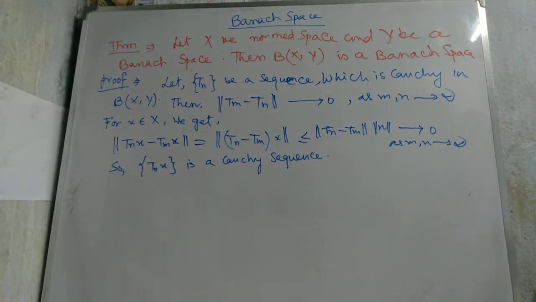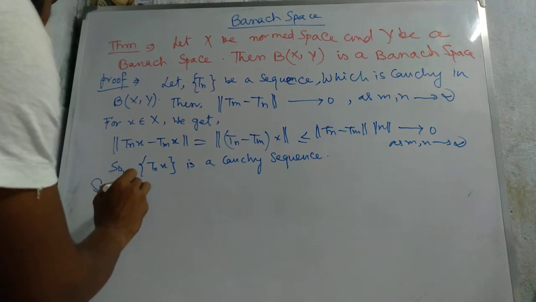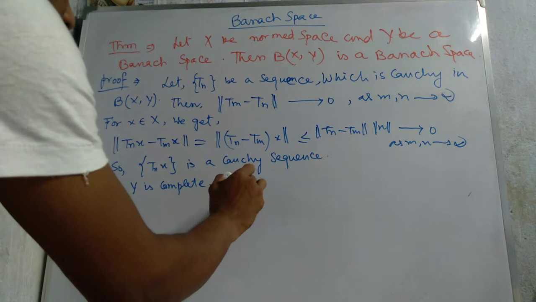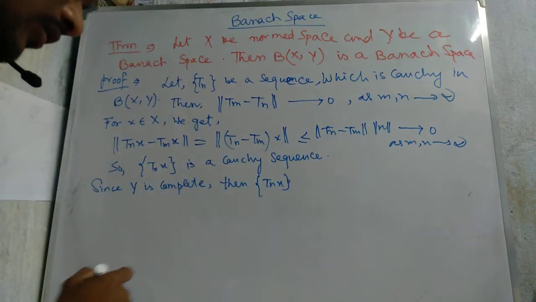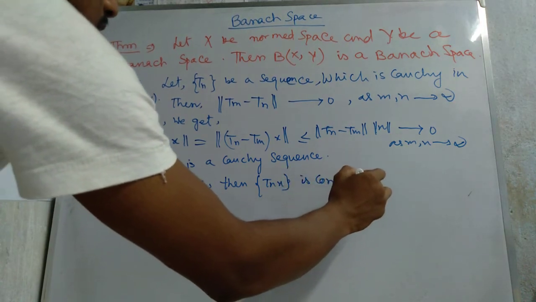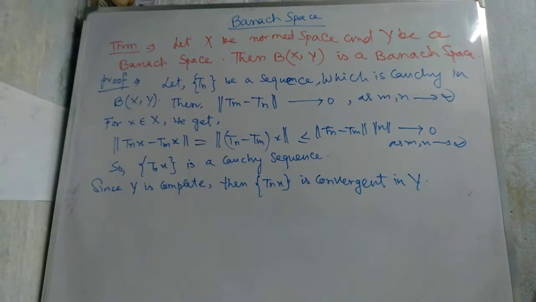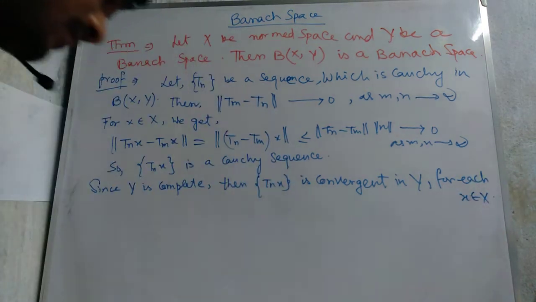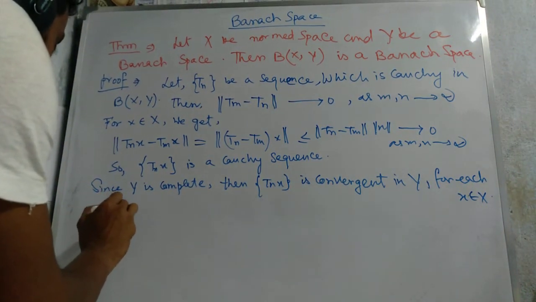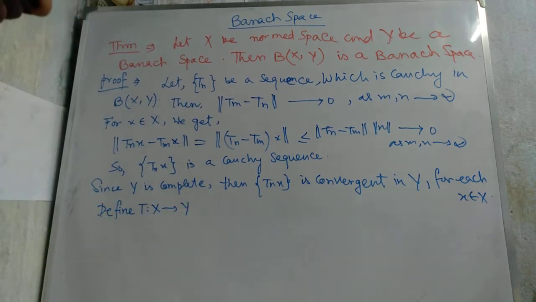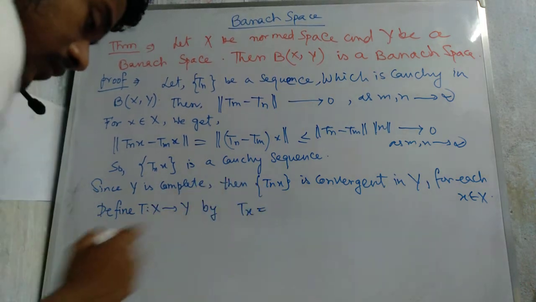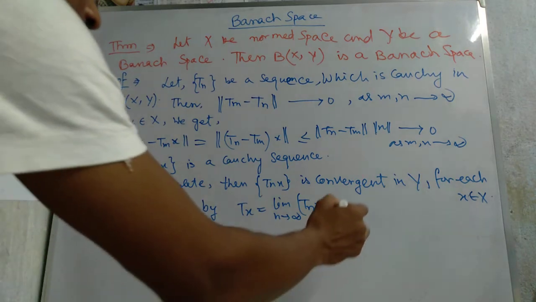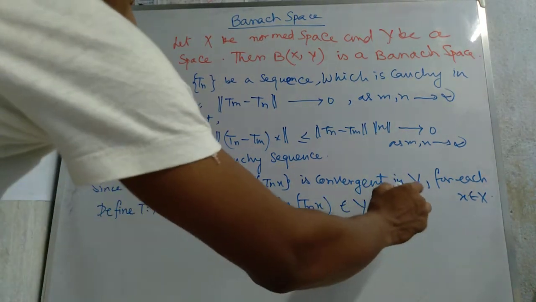Now we go to further discussion. Since Y is complete, then Tn x is convergent in Y for each x belongs to X. Now define T from X to Y by Tx equal to the limit as n tends to infinity of Tn x, which belongs to Y, for all x belongs to X.